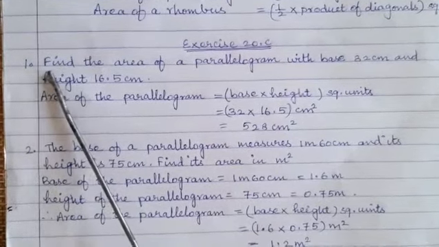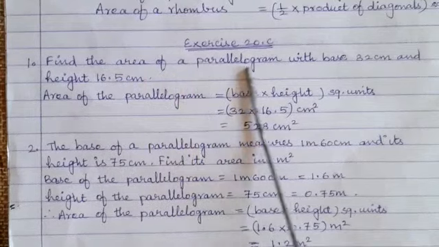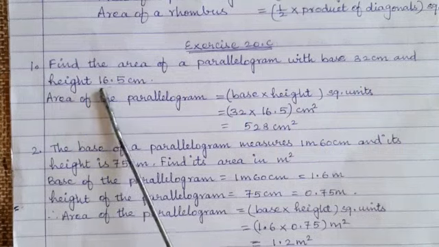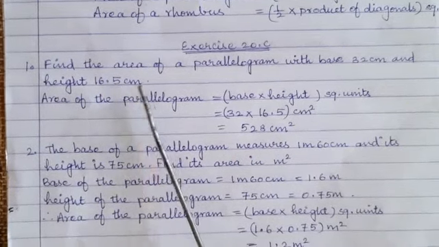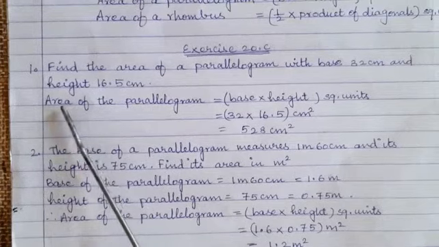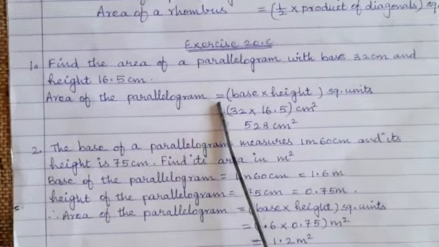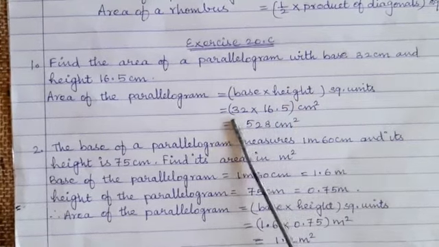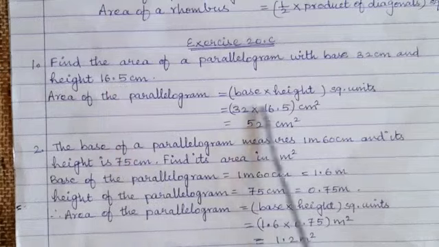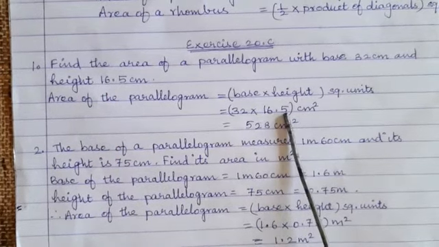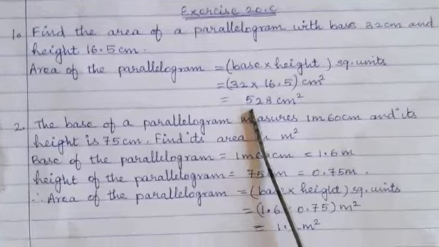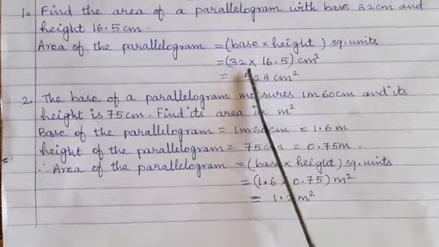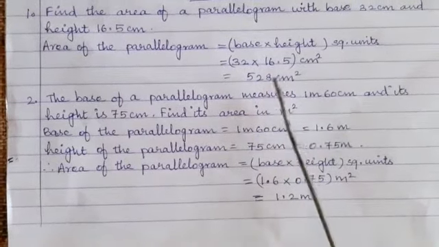Question number 1. Find the area of a parallelogram with base 32 cm and height 16.5 cm. In each and every question we will write the formula. Area of the parallelogram is equal to base into height. Unit will be square units. Base is given, that is 32 cm. Height is given, 16.5 cm. If you multiply it, then give the answer. Area of the parallelogram is equal to 528 cm squared. Do the multiplication in the rough column.